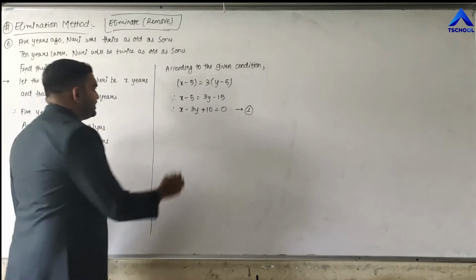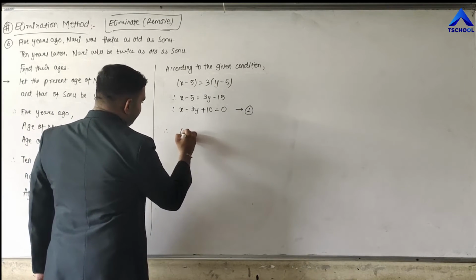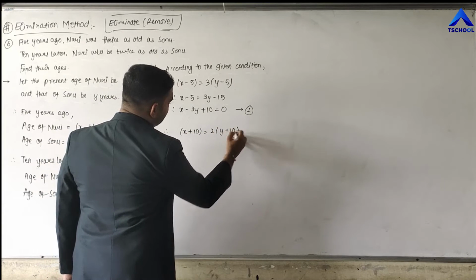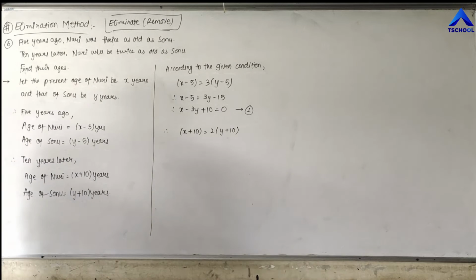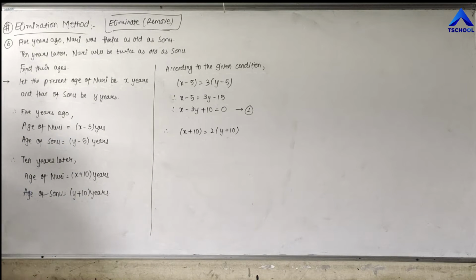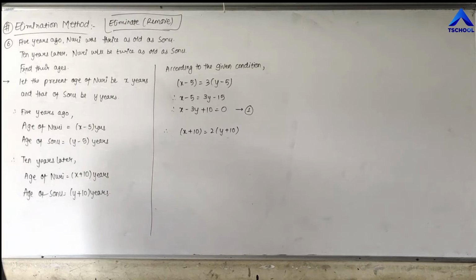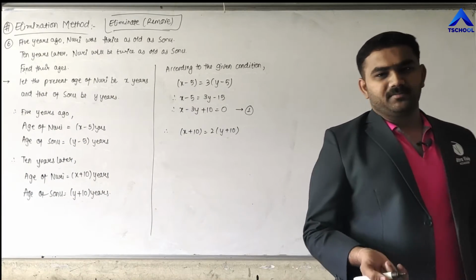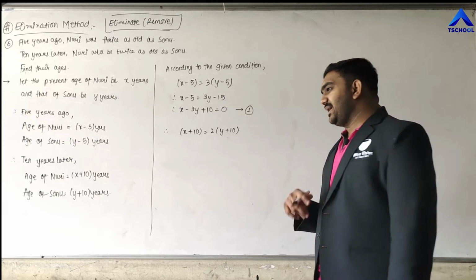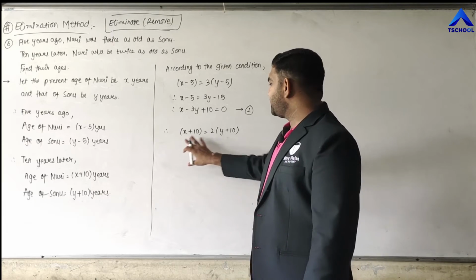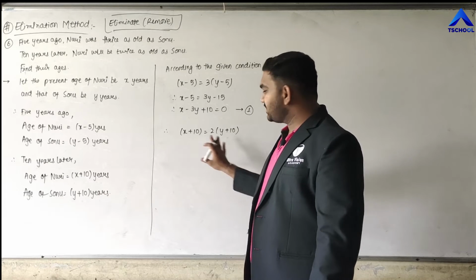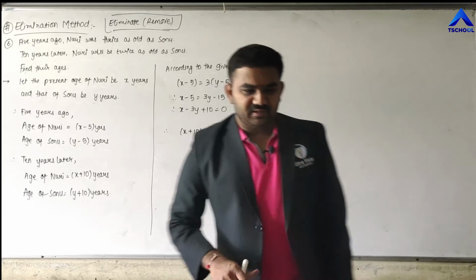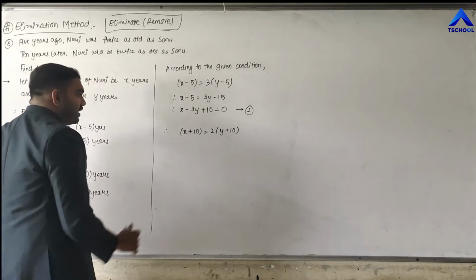Now the second equation will give me, therefore again x plus 10, that is twice of y plus 10. Age of Nuri after 10 years is twice, that means 2 times the age of Sonu after 10 years. That means 10 years later Nuri will be twice as old as Sonu. So the ages after 10 years are x plus 10 and y plus 10. So x plus 10 is equal to 2 into y plus 10. Okay, now let us try to solve it.